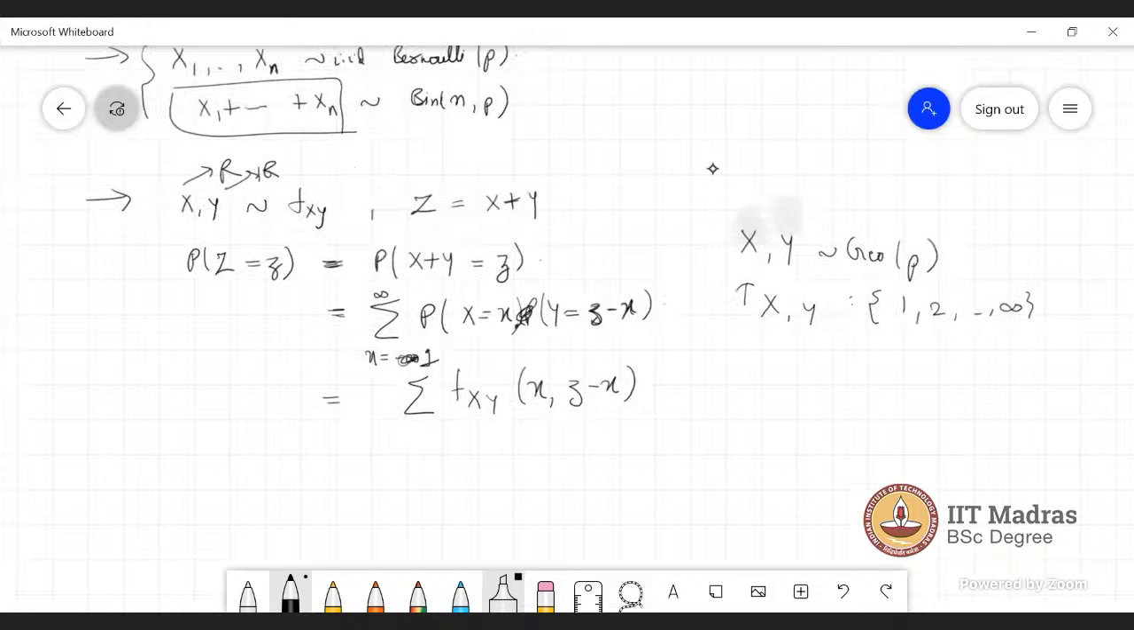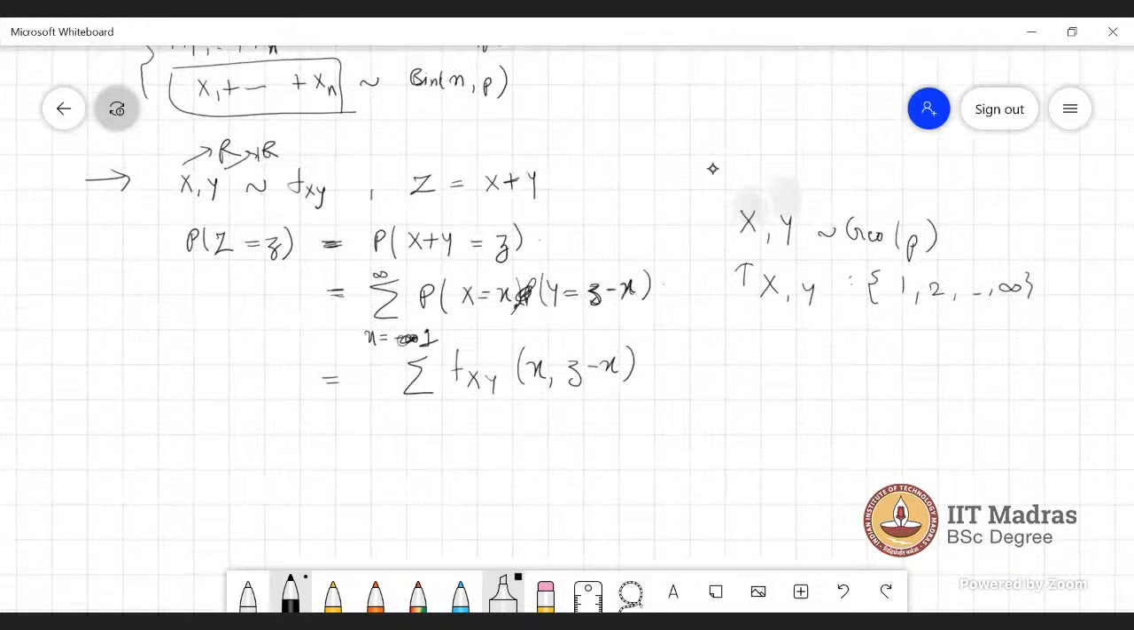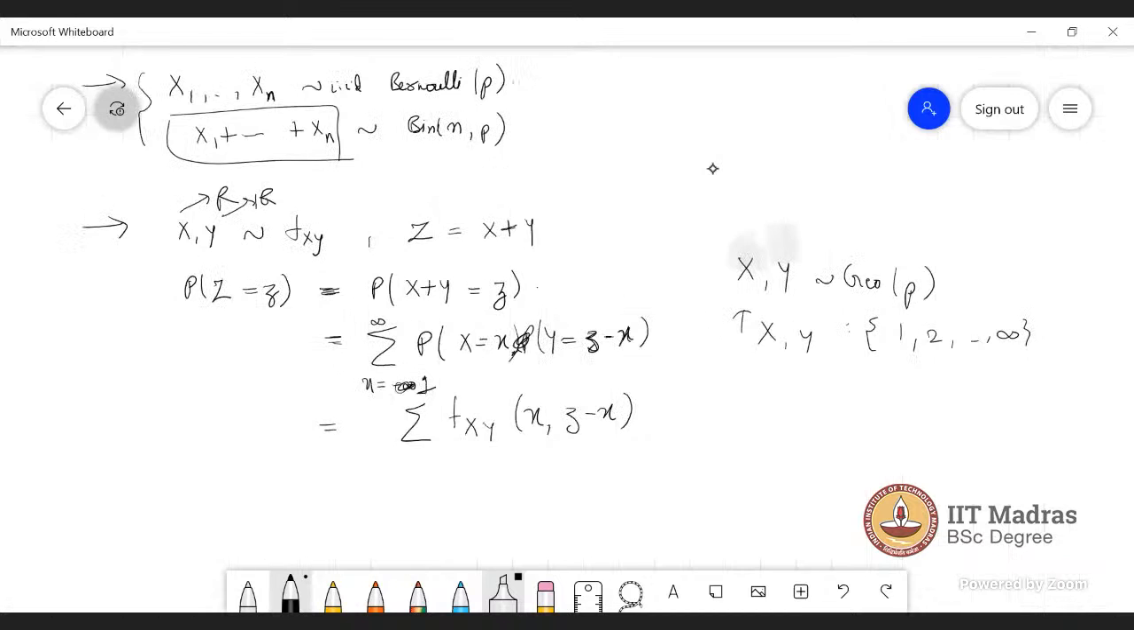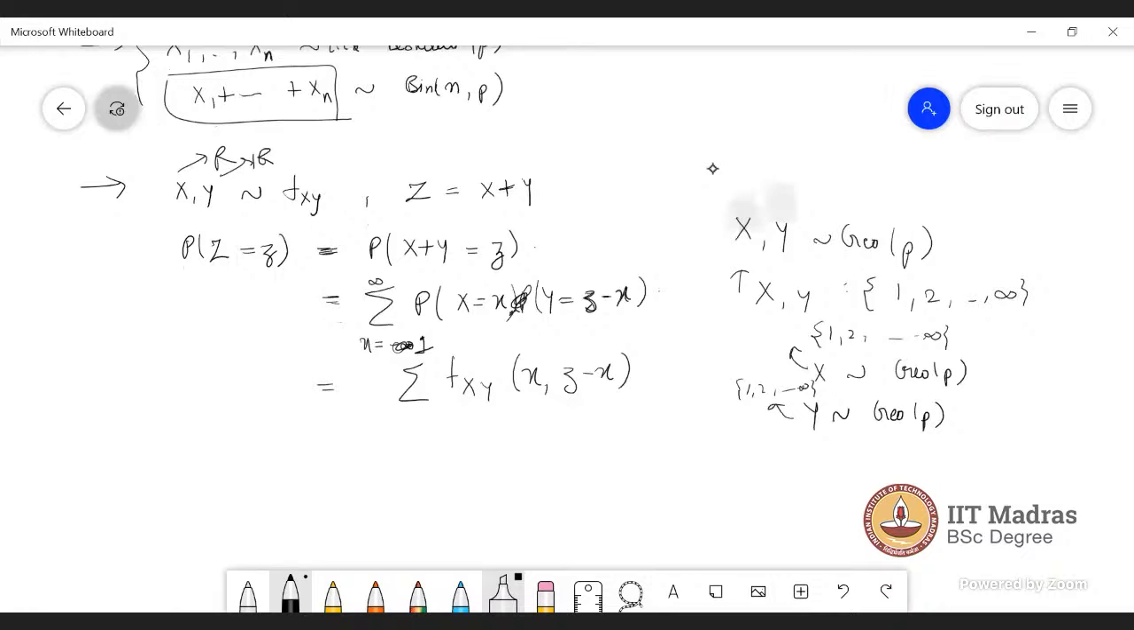Once more, ma'am, please. How to take the values here? How did you define the y range actually? No, I am saying that x is geometric p and y is also geometric p. So the range of x and y both should vary from 1 to infinity. So the range of z should also be 1 to infinity, right? Not necessary. 2 to infinity. Z equals x plus y, right? 2 to infinity it should be.